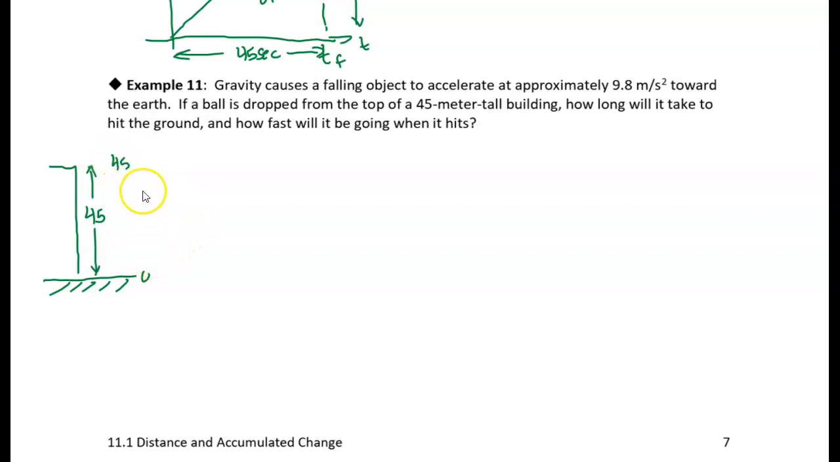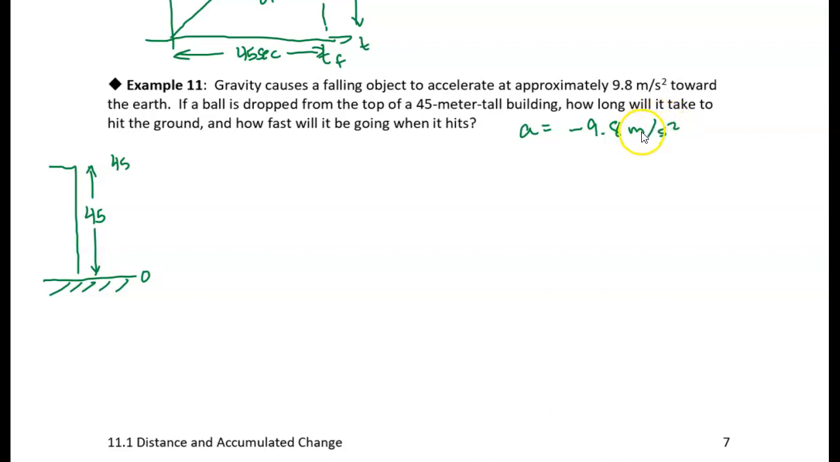Our frame of reference is with the ground at 0, and usually down means negative. So negative velocity is down. Because gravity is acting in the downward direction, we can say that the acceleration is negative 9.8 meters per second squared, because it's pulling in the downward direction.